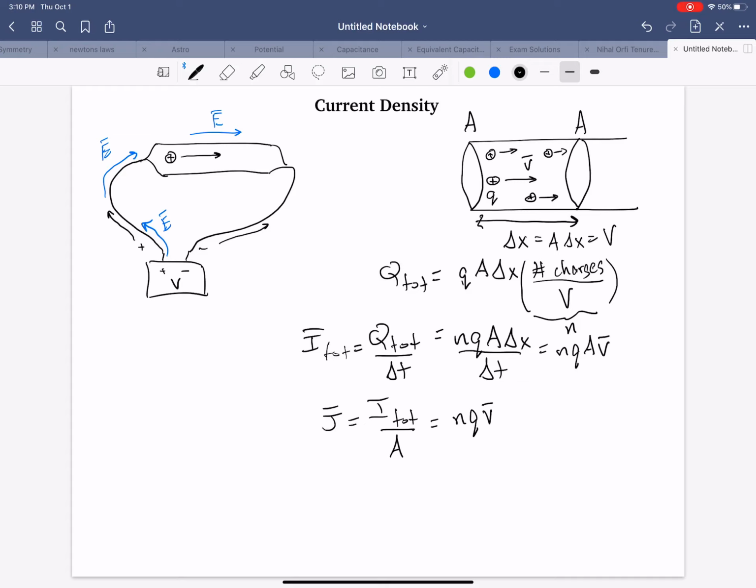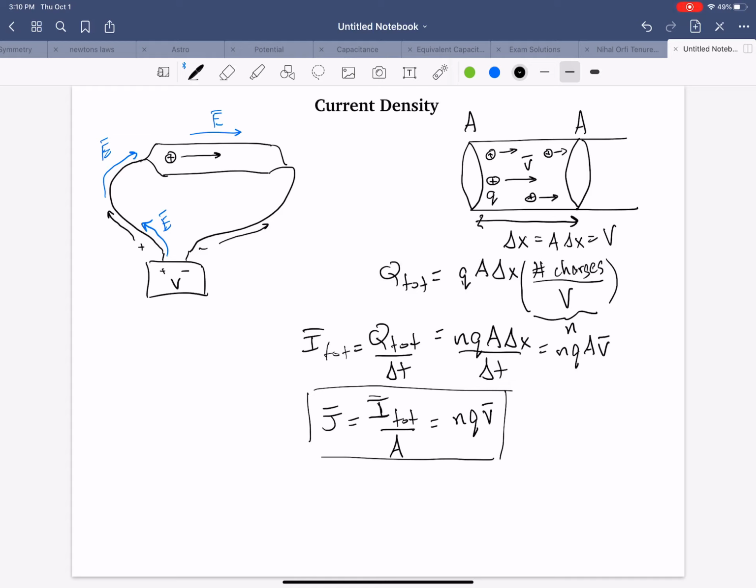J is just what is used. I know it doesn't really make sense, current density, capital J, I don't know, whatever. It's just the variable that's used. So, whoops, vector. That's the current density for a wire. It's simply N Q V.